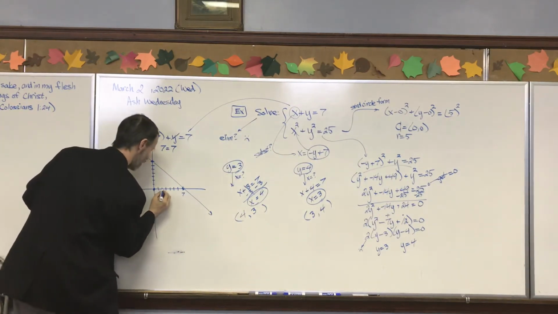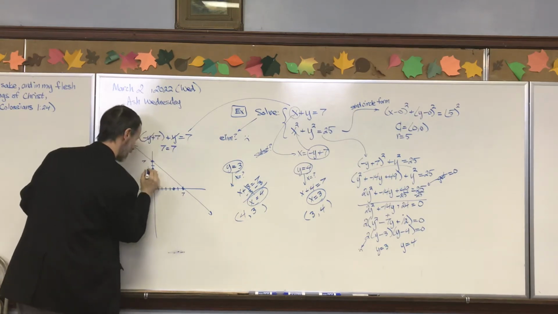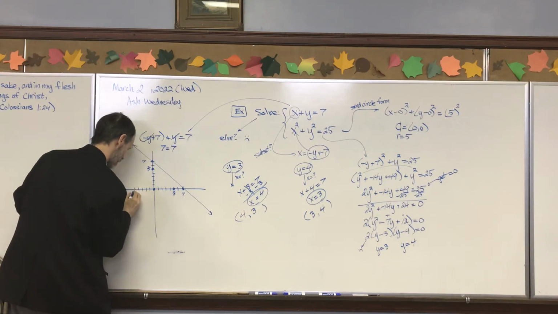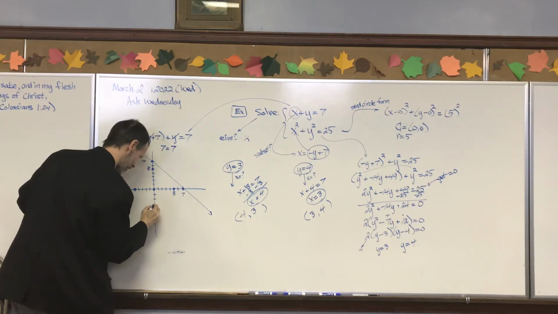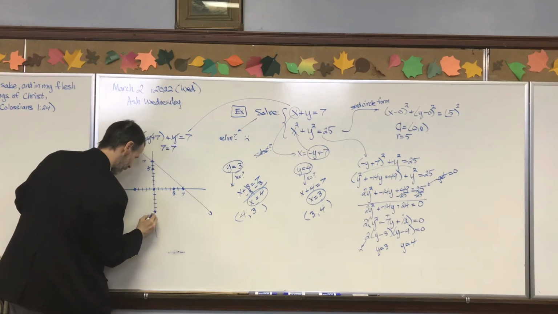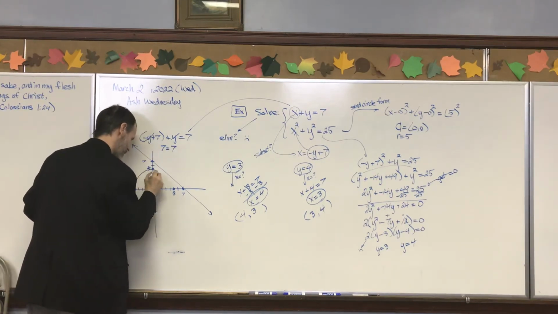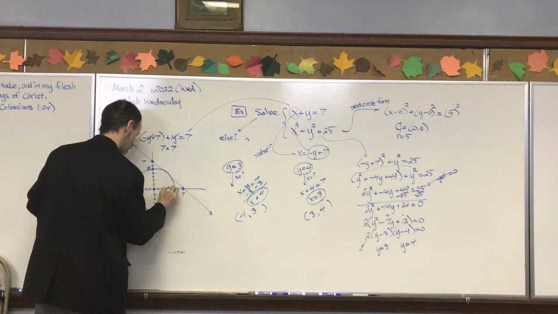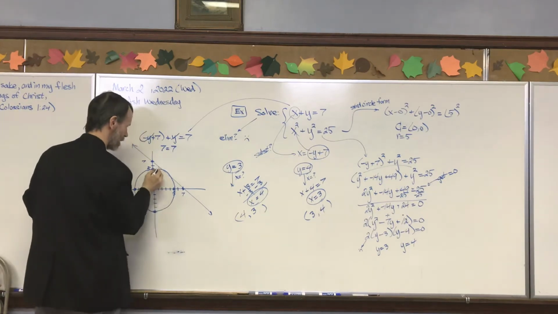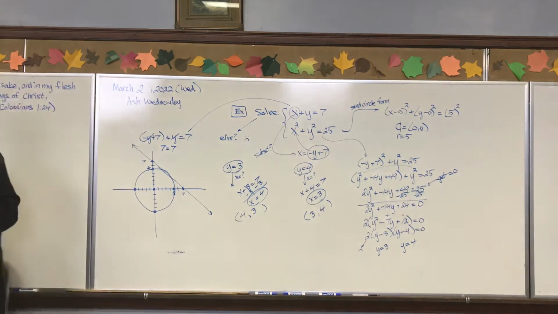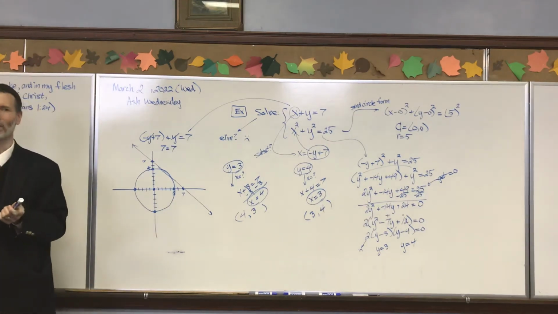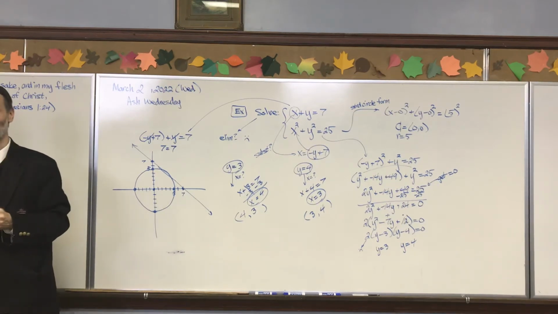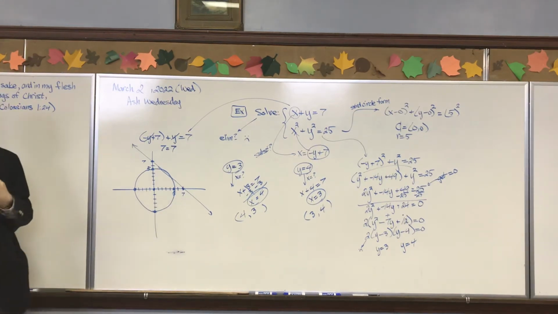What's the radius? 5. So go to the right 5, up 5, left 5. I have to make sure I do it evenly so it doesn't look like an egg. And then down 5. Okay, here's kind of, sort of. Whoops, darn it. Hang on. How many times did the graphs hit? 2 times.